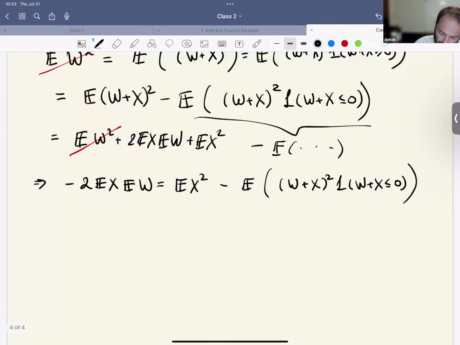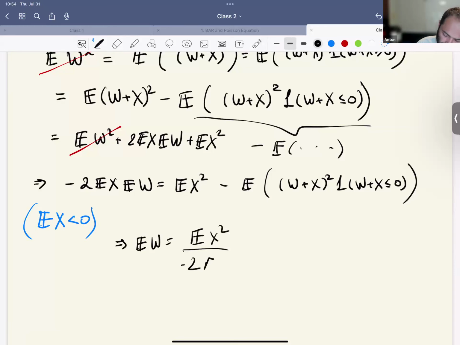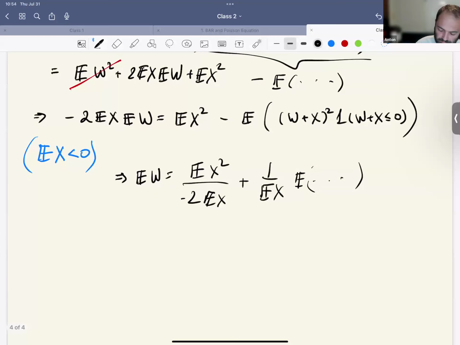Okay, and a couple of things to note, maybe I should have emphasized this. The expected value of x is negative. So this is why we see on the left-hand side this negative. It just makes everything positive. That's item number one. Item number two, we can divide both sides by expected value of x. Expected value of w is x squared over -2 expected value of x plus 1 over expected value of x, dot dot dot. Okay, so this is an expression.